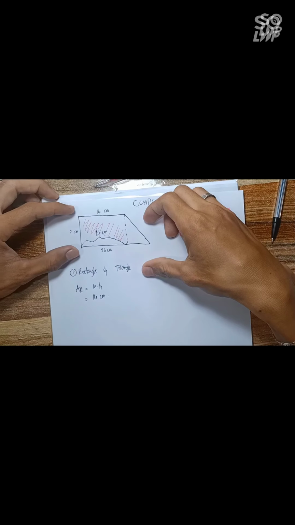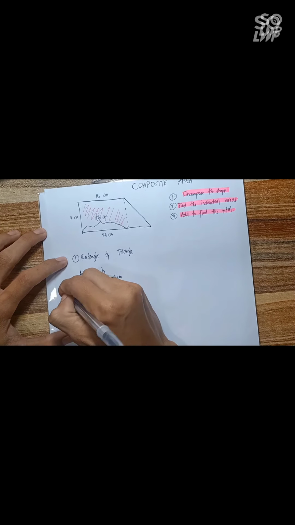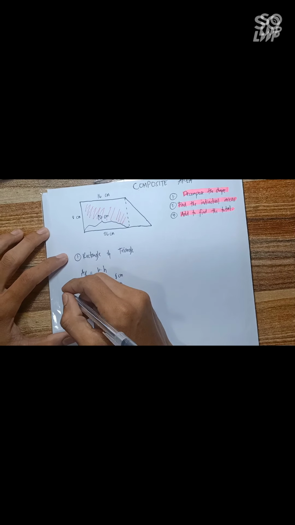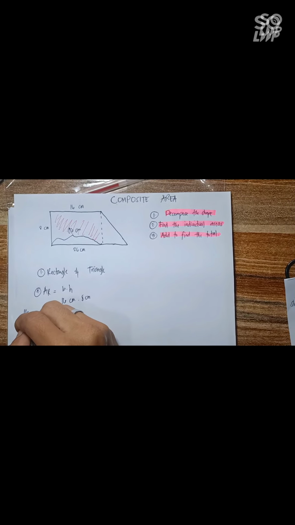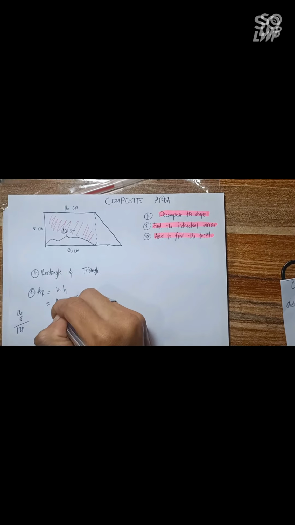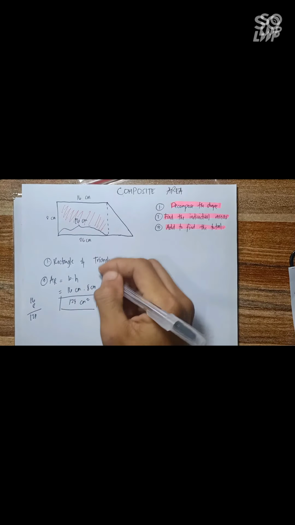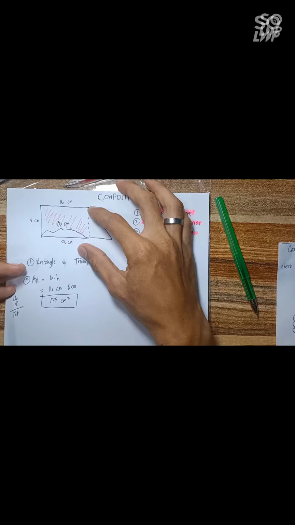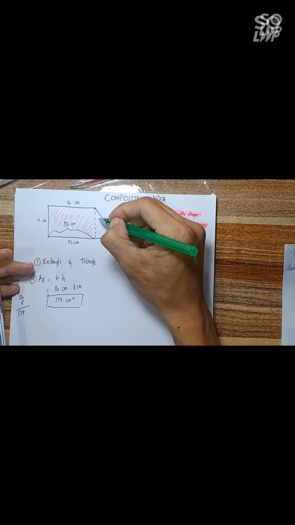Yung height niya nito, 8 centimeter. So, 16 times 8 is 128. So, 128 centimeter square. Ito yung area ng ating rectangle guys. Nakuha natin yung area ng ating rectangle, 128 cm squared. Susunod na step is kukunin natin yung area ng ating triangle.